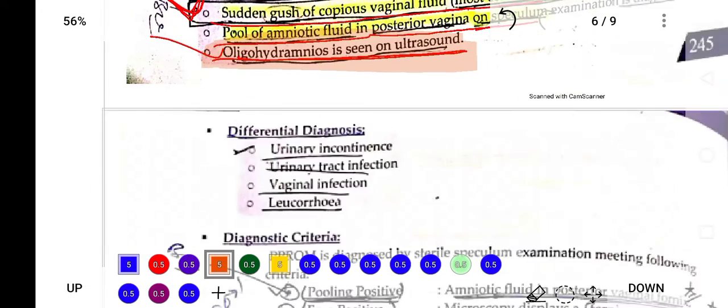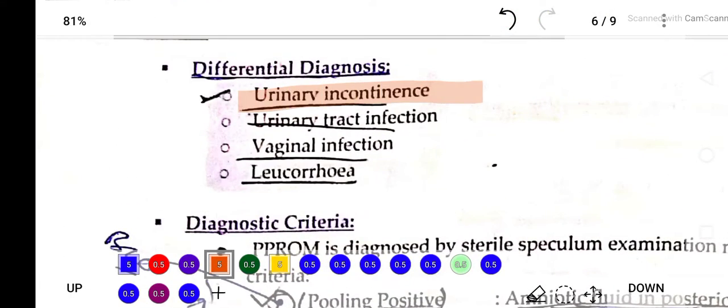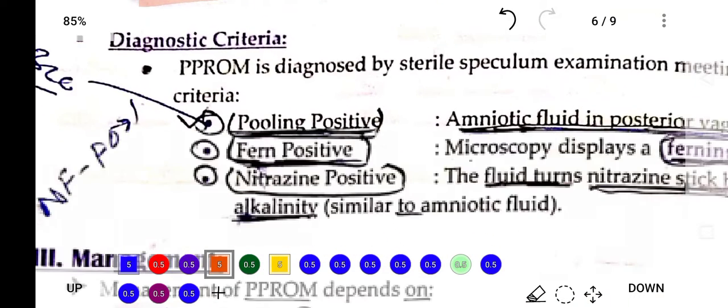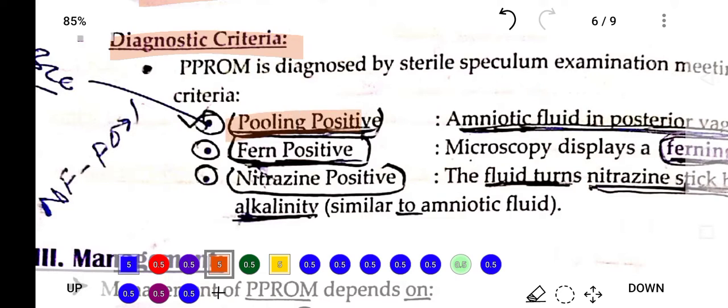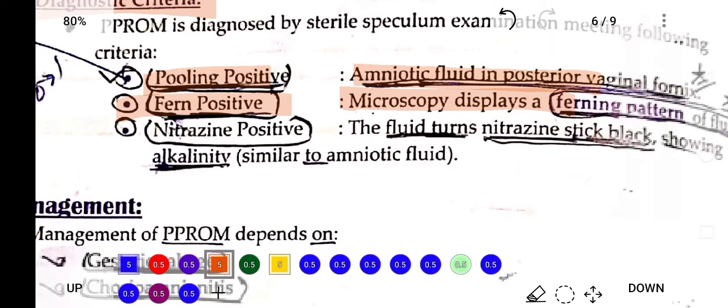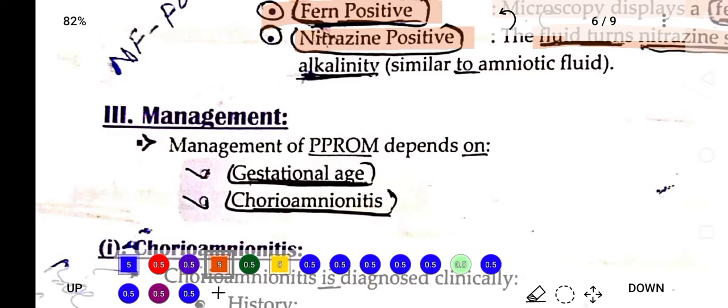So oligohydramnios occurs. Differential diagnosis will be urinary incontinence, urinary tract infection, vaginal infection, and leukorrhea. So these are the differentials, and diagnostic criteria will be pooling positive, amniotic fluid in the posterior vaginal fornix will give indication. Fern positive. Microscopy will show infection because the most common cause of this condition is ascending infection of bacteria. And nitrazine positive is a test which is done to diagnose preterm pre-labor rupture of membrane.